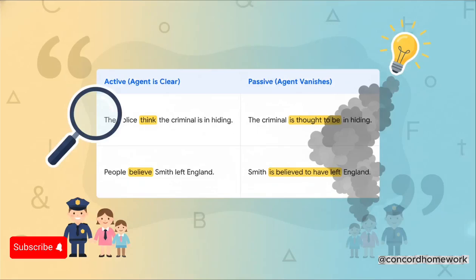And this chart, wow, it just perfectly illustrates the switch. Over on the left, in the active voice, you see exactly who's doing the thinking or believing. The police think. People believe. It's clear as day. But now, look to the right. In the passive voice, the police, the people, they just poof, they disappear. The agent vanishes, and what you're left with is this impersonal, unattributed statement. It is the perfect linguistic cover-up.